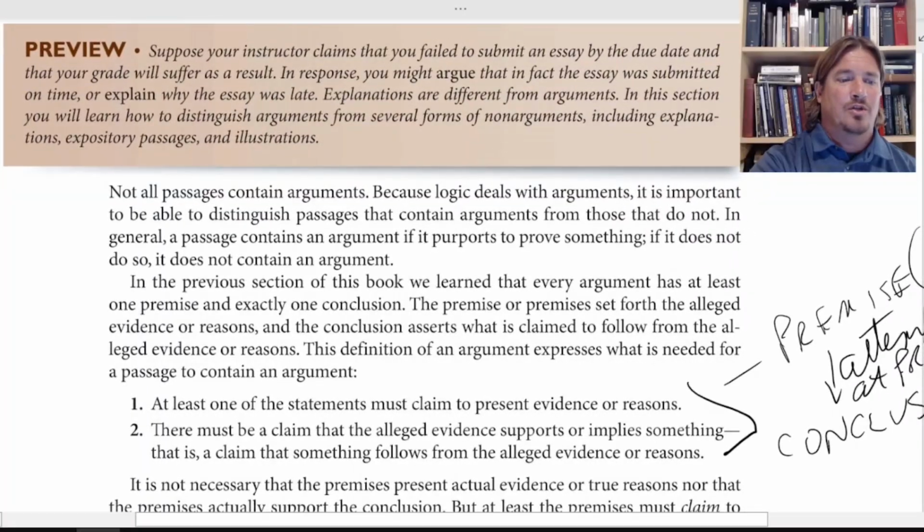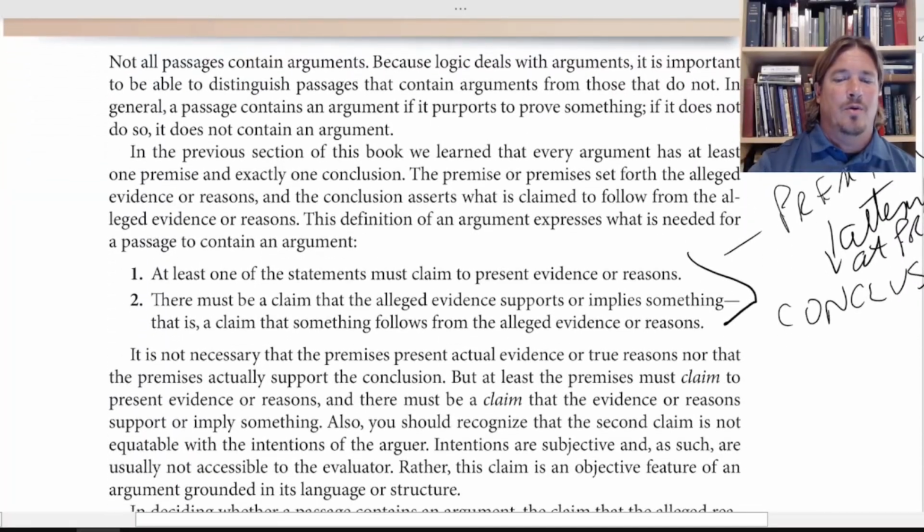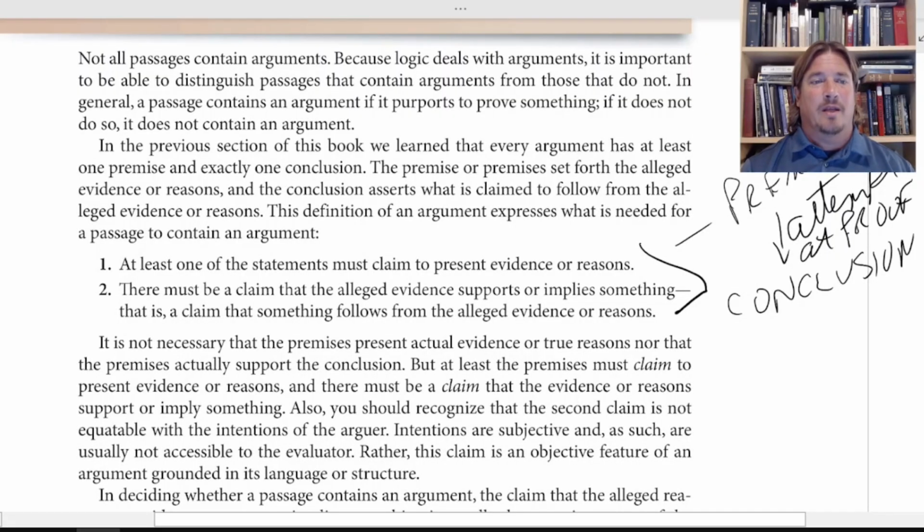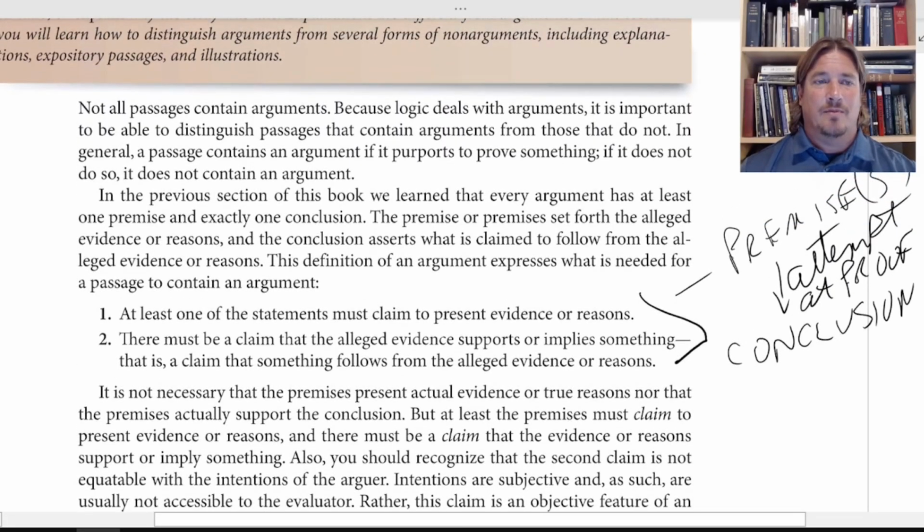Okay, so when looking to decide if a set of statements is an argument, ask yourself, is there an attempt at proof? If not, you don't have an argument. If there's an attempt at proof, you might have an argument, or you probably will have an argument.